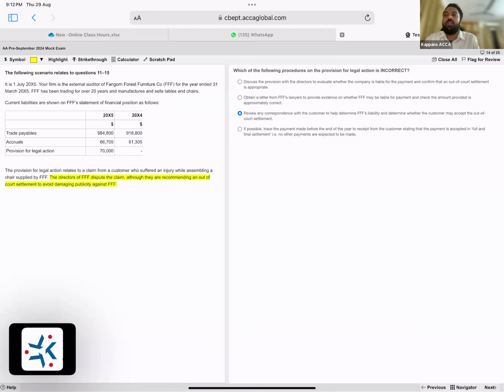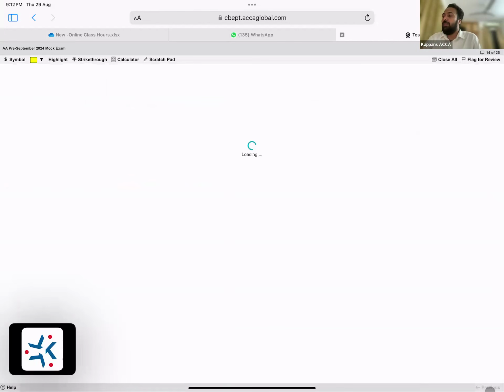Review any correspondence with the customer to help determine FFF's liability and determine whether the customer may accept an out-of-court settlement. That is also an audit procedure which is relevant for legal action. So definitely D is the incorrect one. So option D will be the answer. If possible, trace payment made before the end of year to receipt from the customer, stating payment is accepted in full and final settlement. There are no other payments expected to be made. That is not an audit procedure related to legal action. So D is the answer.